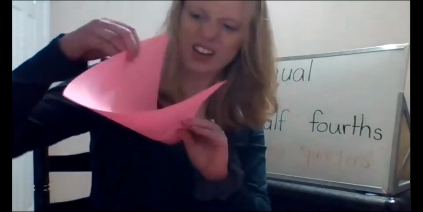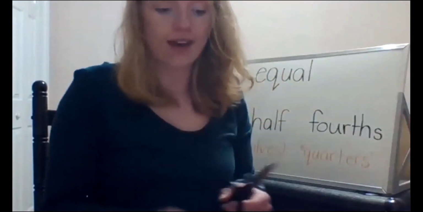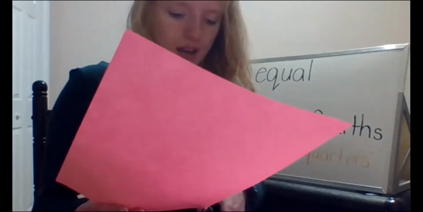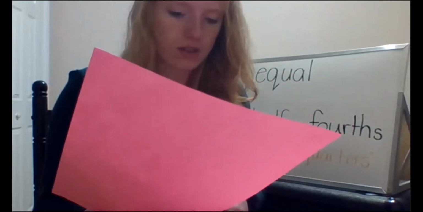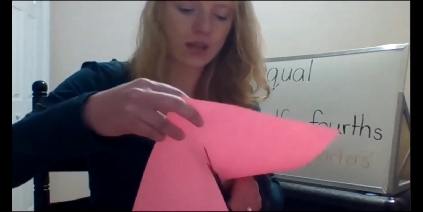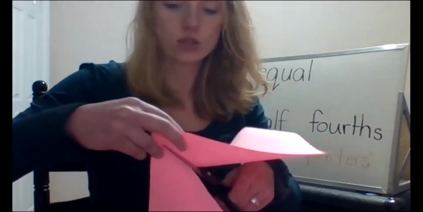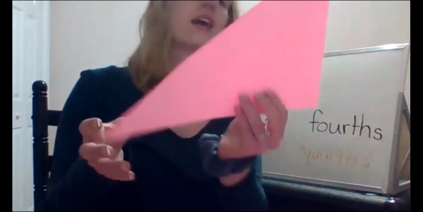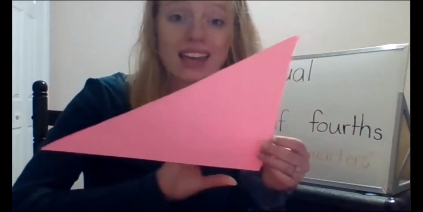Since I'm going to have a hard time with folding it this way, I'm going to cut it to show you the halves. So I'm just going to cut right along the line that I drew. And we're going to see if this rectangle is in 2 equal parts. Okay, I have this part, and I have this part. Let's line them up to see if they're equal, because they have to be equal to be halves. And they do, they line up.